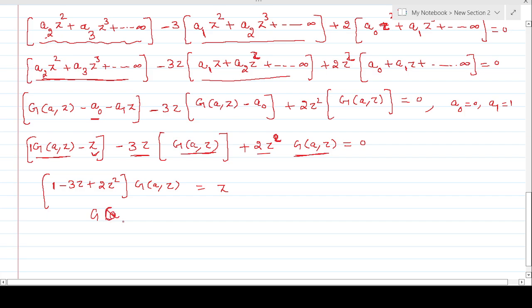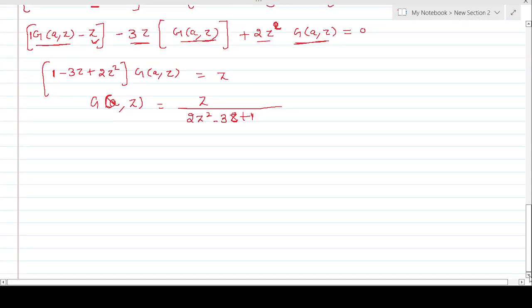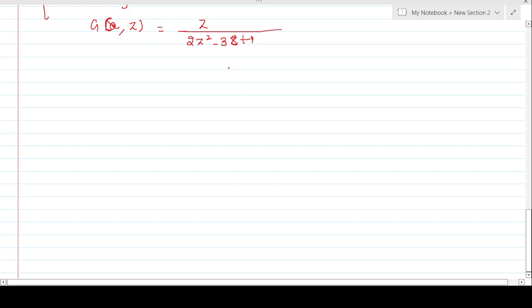So what is G(z)? G(z) is z by 2z square minus 3z plus 1. Now, if you are asked what is the generating function, then your question is finished over here. But sometimes they ask you to solve it completely. In that case, you factorize your denominator. So write it in factorized form.